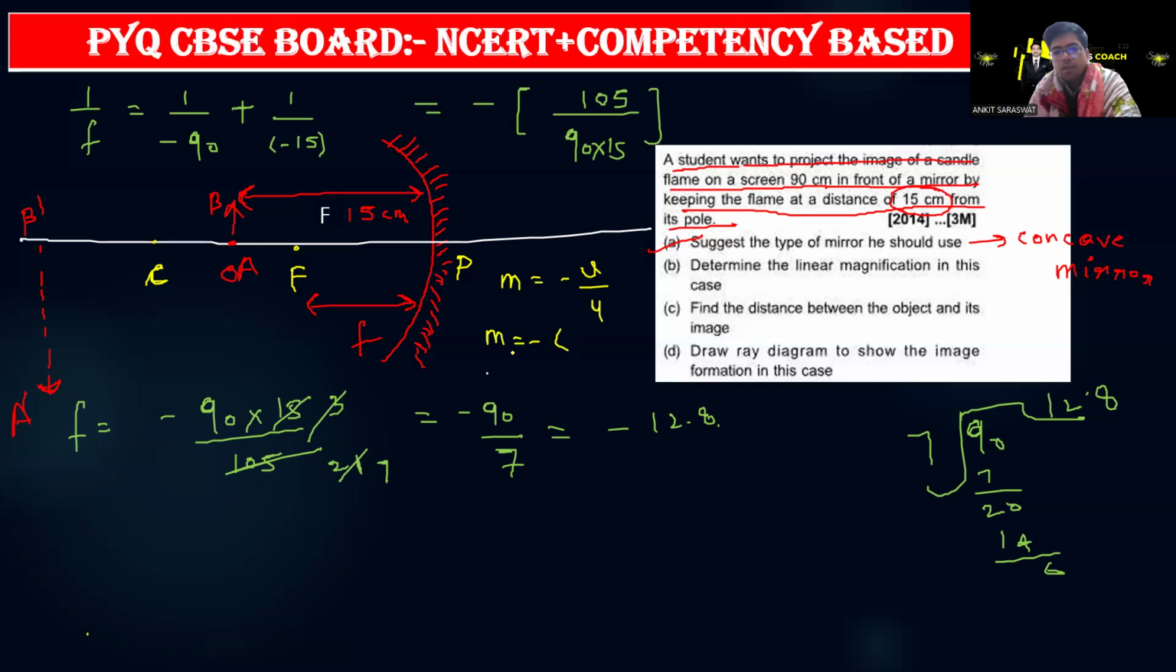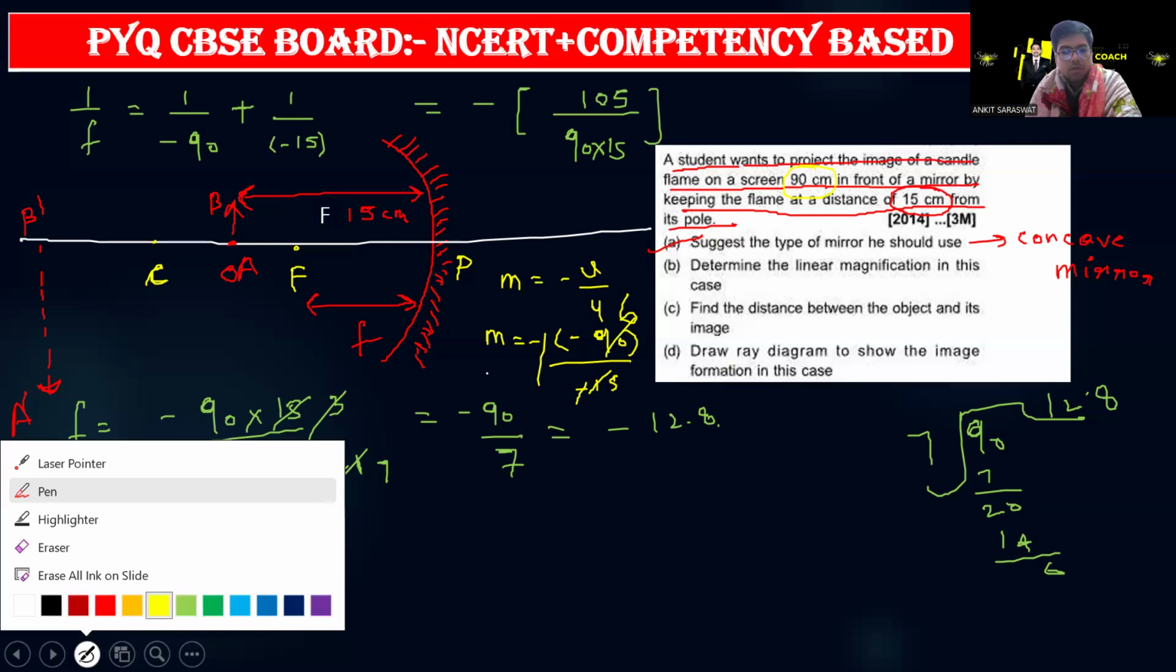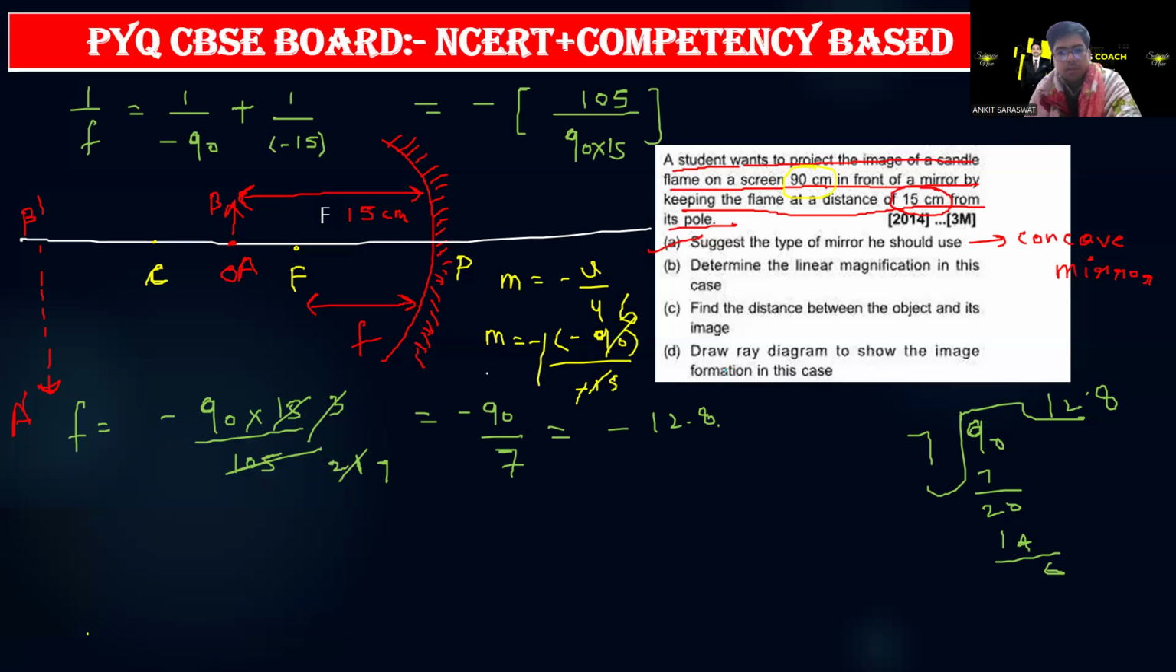So suggest the linear magnification formula: M is equal to minus V by U. So V is how much? 90 centimeter. Minus 90. U minus 15. So minus minus cancel. M will be minus 6. M comes out to be minus 6. Clear? So option B also, we get minus 6.